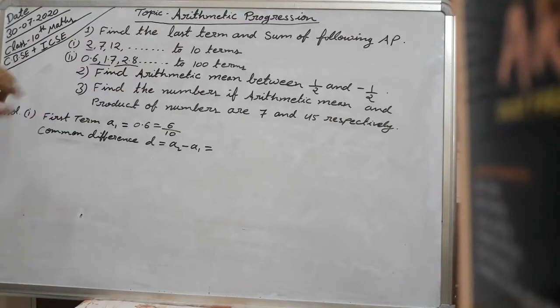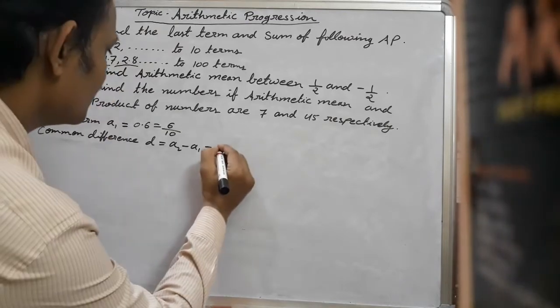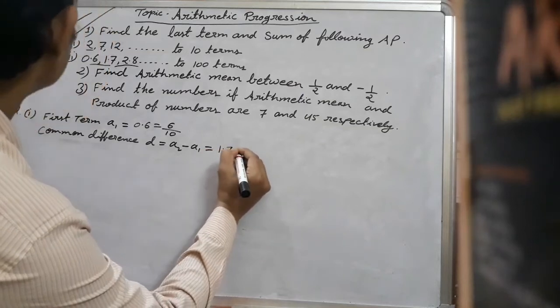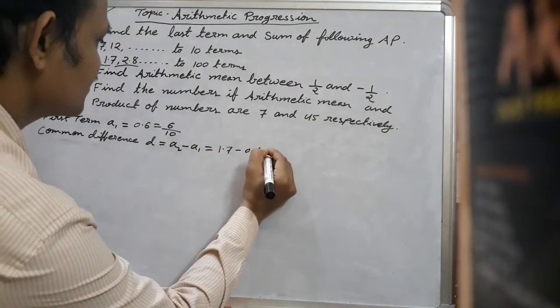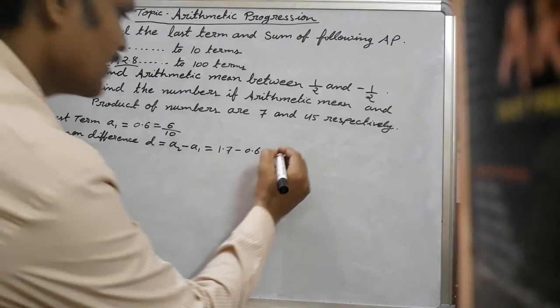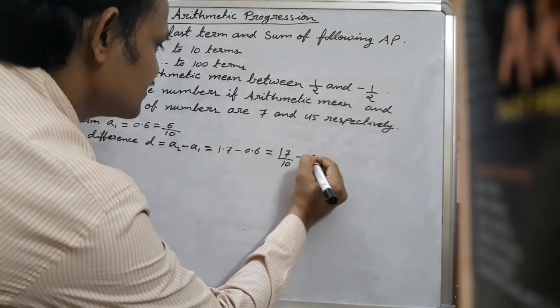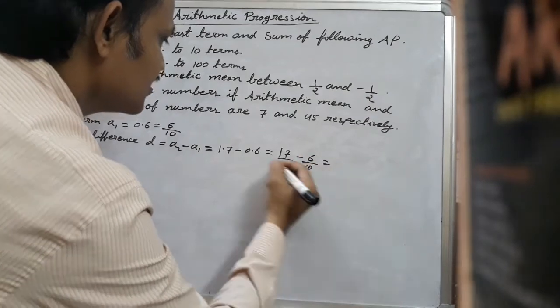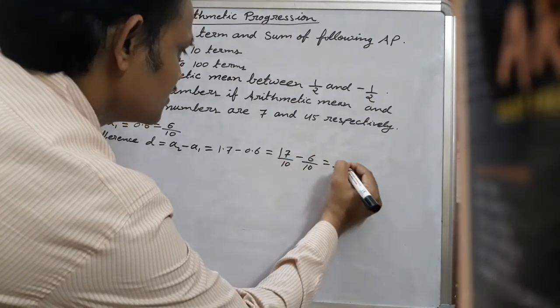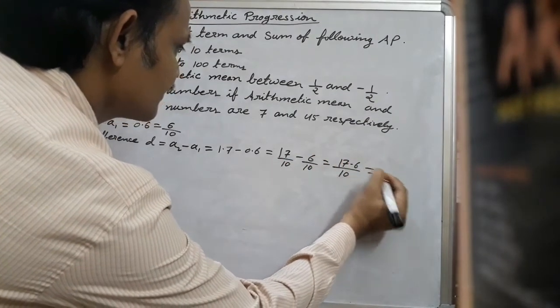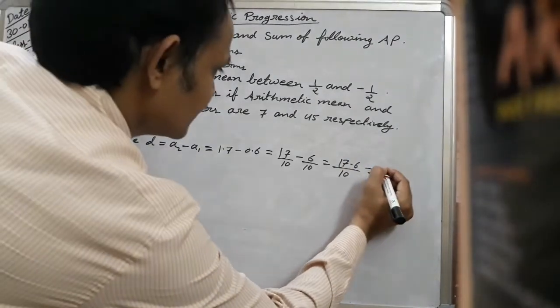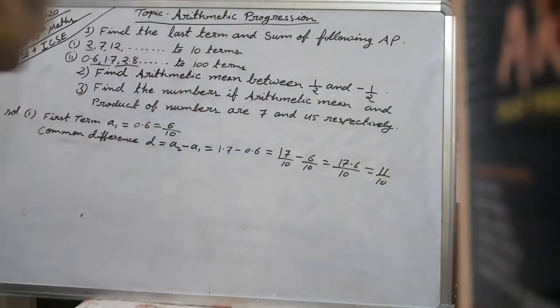Now I am taking A2 minus A1, that is 1.7 minus 0.6. 1.7 means 17 by 10 minus 6 by 10. 10 is common, 17 minus 6, 11 by 10. You got the first term and the common difference.